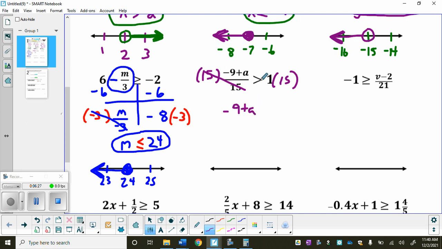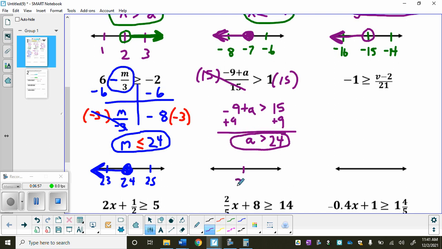I don't need to flip my symbol because see how I didn't have a negative denominator? If this was a negative 15, y'all, then I would need to flip the symbol, but it's not, so I don't need to flip. And then over here, this is a 15. So I'm going to keep my symbol the same. And now I'm just going to add 9 and add 9. So a here has to be greater than, on this side we get a 24. So a is greater than 24.